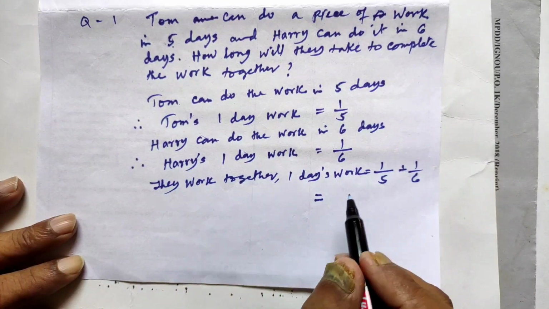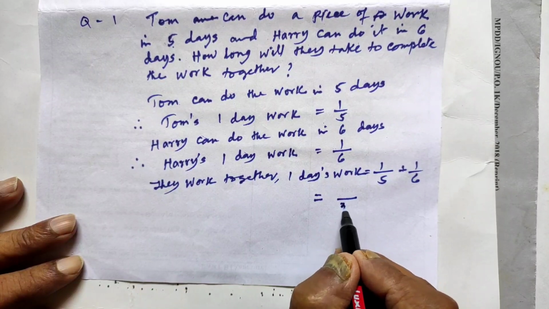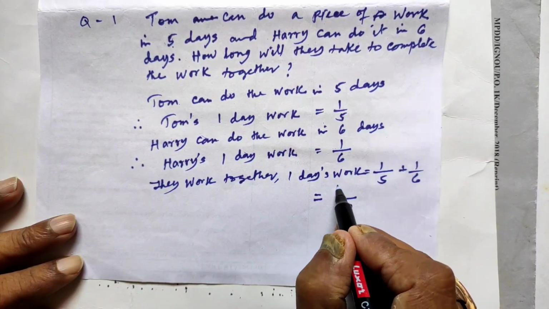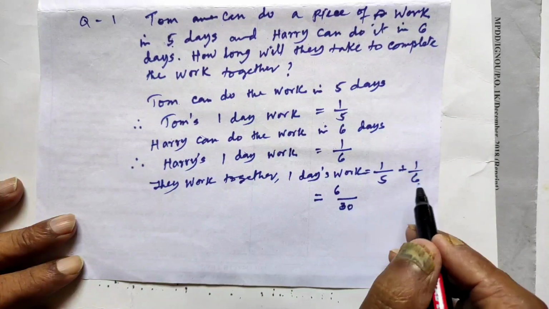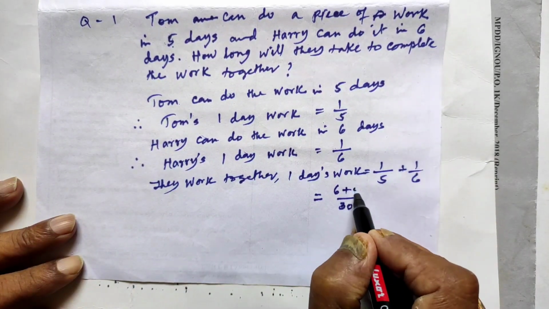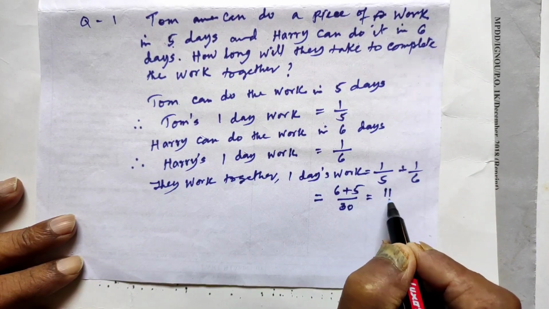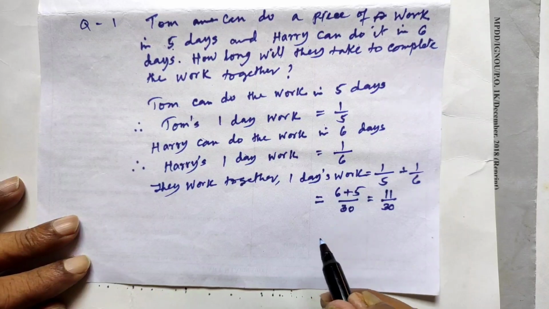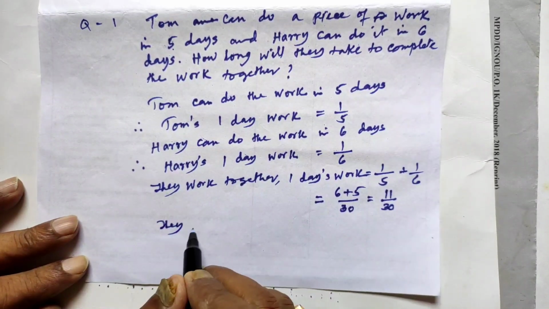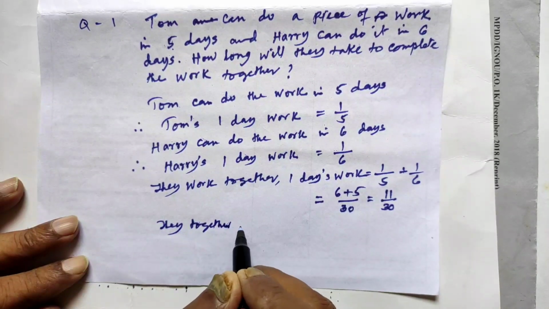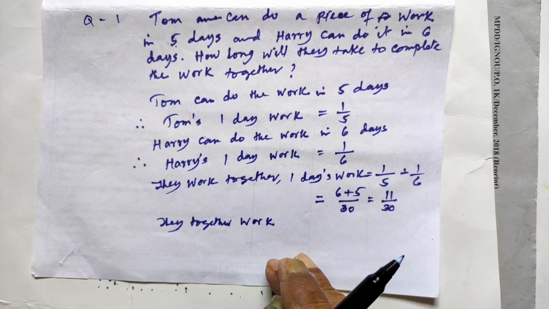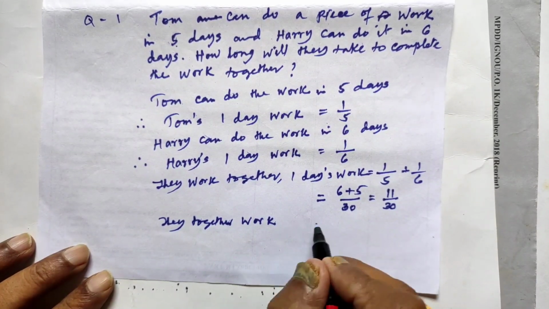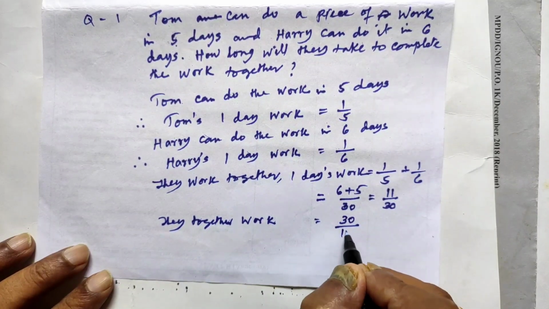Okay. So here, what is the LCM? 5 and 6 LCM is 30. All right. And over here you see, when you divide 30 by 5, then you are getting 6. Okay. And when you are dividing 30 by 6, then you are getting 5. All right. So here you are getting 11 by 30. Therefore, what is happening, that they together work. You have to reverse it. Okay, you have to reverse it. So once they work together, that is 30 by 11.